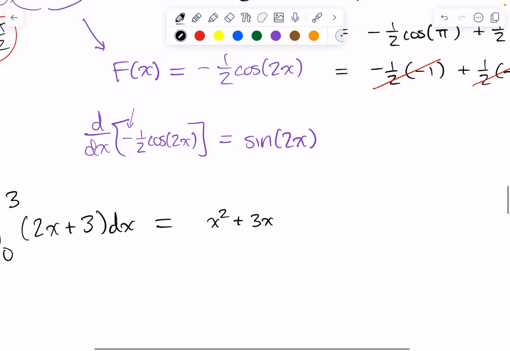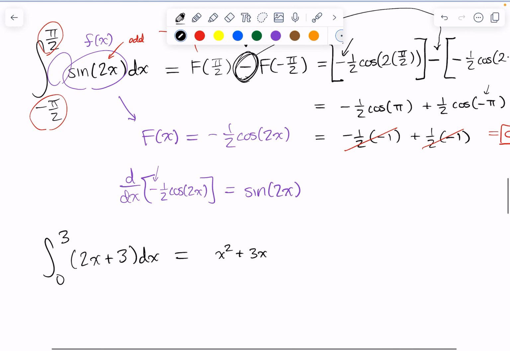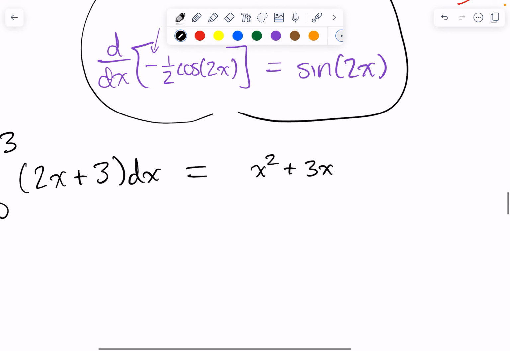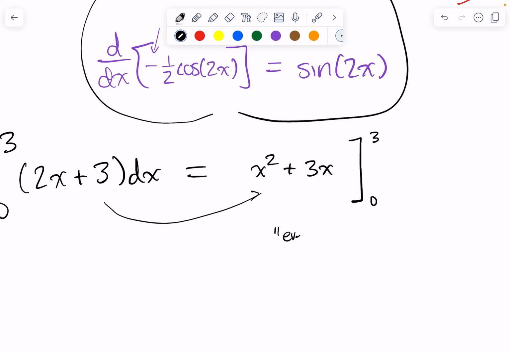Now, here's another way you can write this. Let's do it this way. Instead of writing all this, what people often do is they'll find the antiderivative. So they go from here to here. And then they'll put brackets. They'll put one bracket, right? This bracket means evaluated from 0 to 3. That's super important. That's literally what it means.